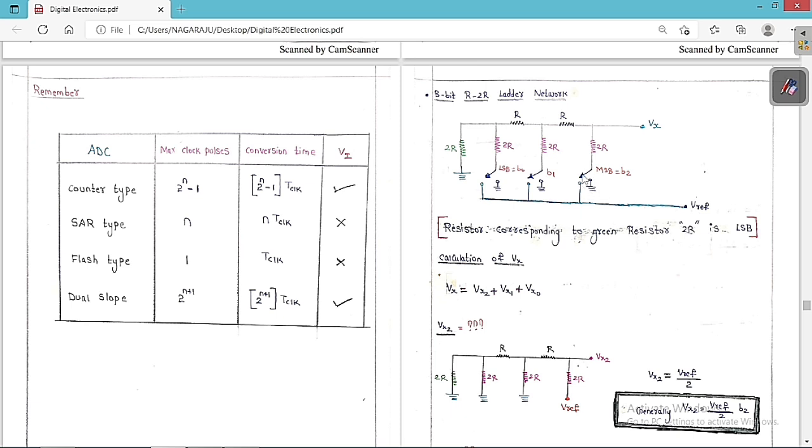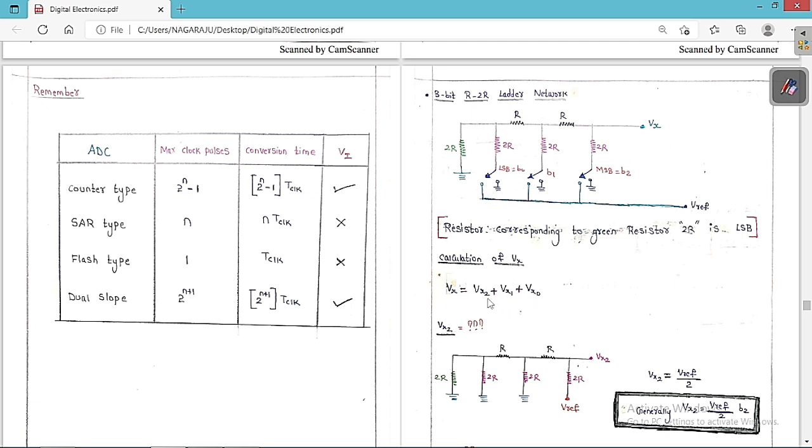Suppose only the MSB switch is on, then what is this voltage? Let me assume this is Vx2. If only switch 1 is on, then what is the voltage? Let me assume this is Vx1. Suppose only switch B0 is on, then what is the voltage I am going to assume? This is Vx0. By superposition, if all are on, then what is the overall Vx? It is a summation of the voltages because of the MSB switch, then B1, then B0. Therefore, Vx is equal to Vx2 plus Vx1 plus Vx0.